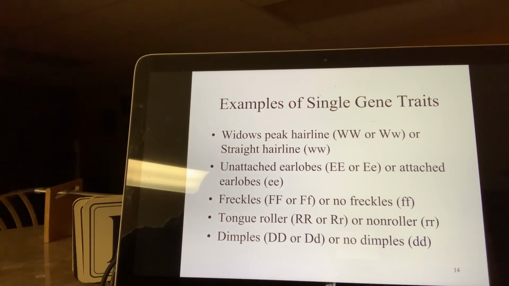What are examples of single gene traits? Well, we've already mentioned unattached and attached, or free and fixed, earlobes. And we said that free earlobes are dominant, so the genotype could be either one of these. Fixed earlobe is recessive, so you have to have this genotype to have a fixed earlobe.